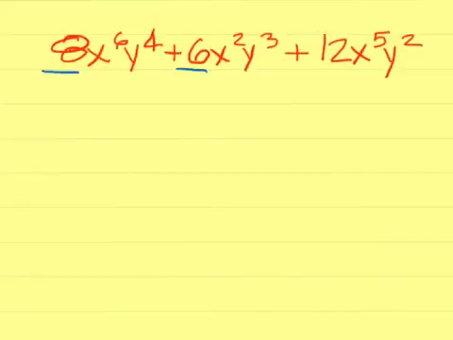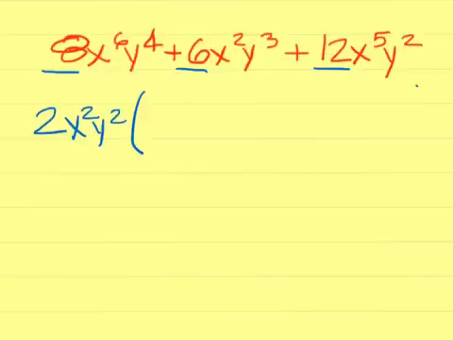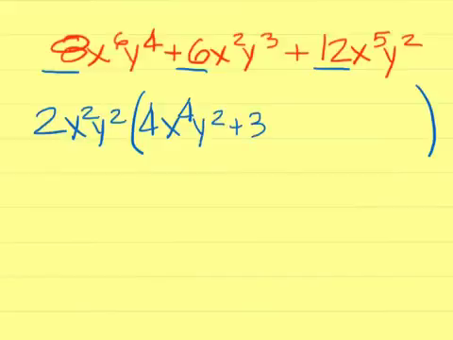The highest number you can take out of 8, 6, and 12 is 2. And then for the power of x, our lowest one is x squared, and the lowest one for y is y squared. Now divide everything in there by 2x squared, y squared, and come back with 4x to the fourth, y to the second, plus 3y plus 6x to the third.